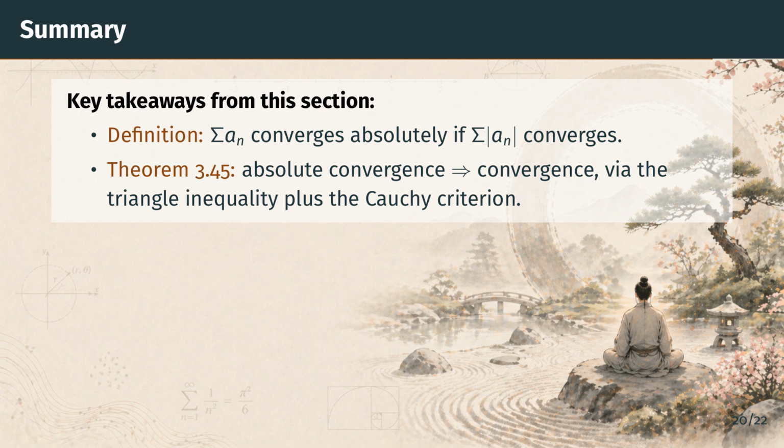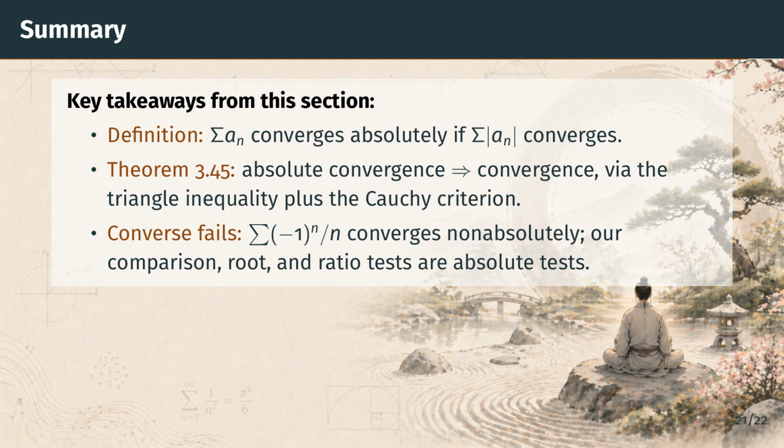Next, the converse. Third, the converse fails. A series can converge without converging absolutely. The alternating harmonic series is the standard example, and we call this non-absolute convergence. Our main convergence tools, the comparison, root, and ratio tests, are really tests for absolute convergence, so they say nothing about the non-absolute case. Summation by parts fills that gap.